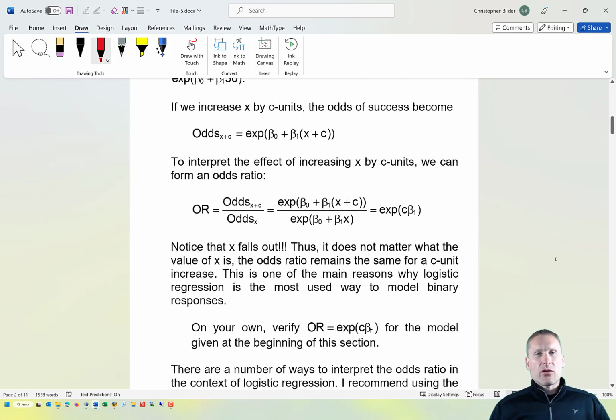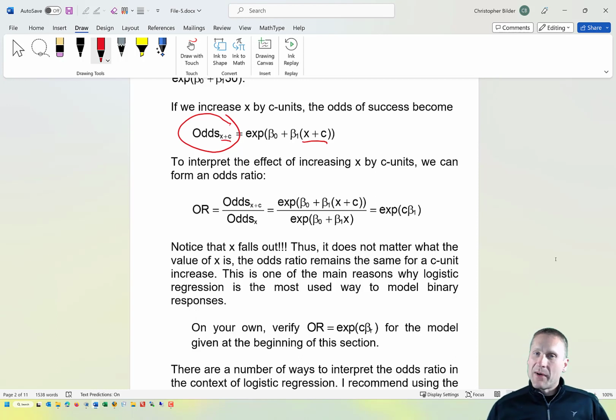Now, what if we increase our x explanatory variable by c units? So again, going back to the place kicking data, suppose I were to increase x by 10 yards, let's say to go from a 30-yard place kick to a 40-yard place kick. Then we can write this in a general form as, now I have an x plus c there. So notice also in this little subscript for emphasis, I have x plus c there as well. So now we have two odds. We have an odds at x, we have an odds at x plus c.